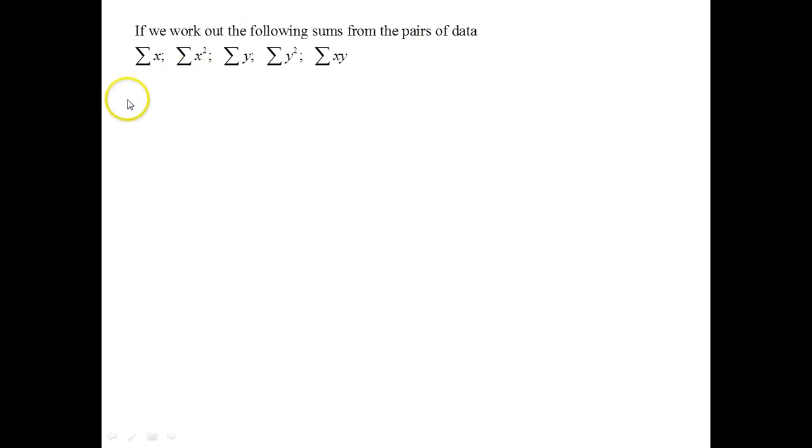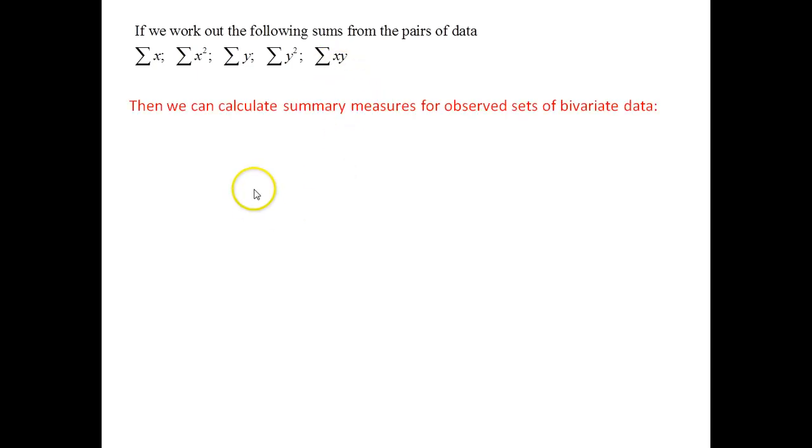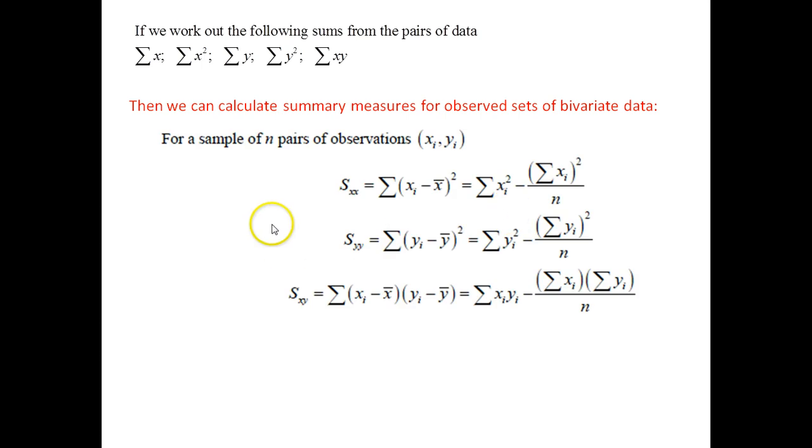We can work out from the pairs of data the sum of each x, the sum of each x squared, the sum of each y, the sum of each y squared, and then the sum of each x multiplied by y added together. And then we can calculate summary measures for these observed sets of bivariate data, two sets of data varying.